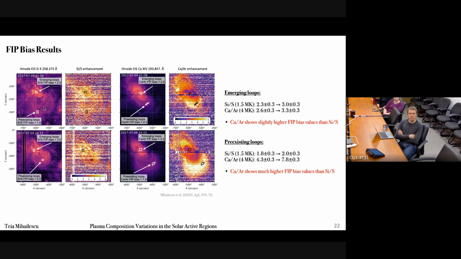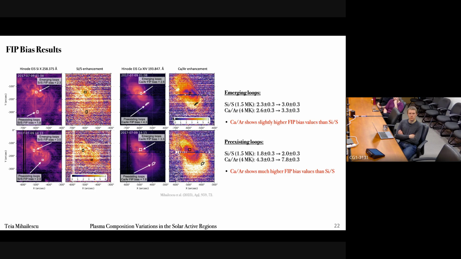The top row is the first scan, the second row is the second scan. I'm showing silicon-10 intensity, and then the silicon to sulfur line ratio, which is the proxy for the fit bias, but it's still sensitive to temperature and density variations. And then calcium-14 and calcium to argon line ratio.